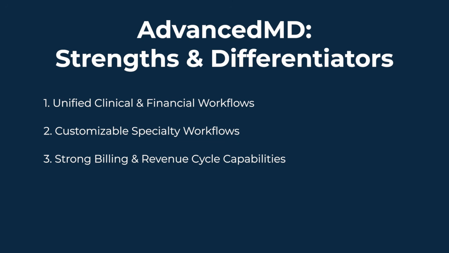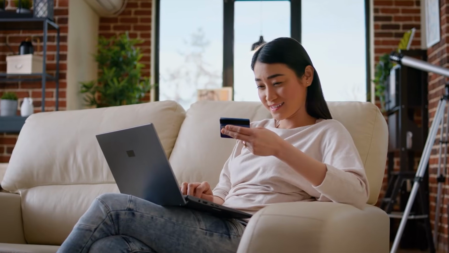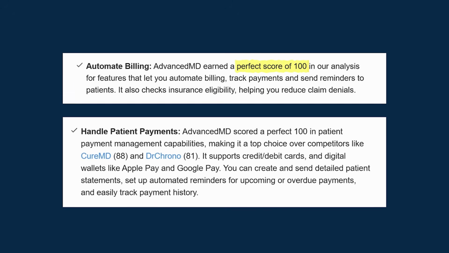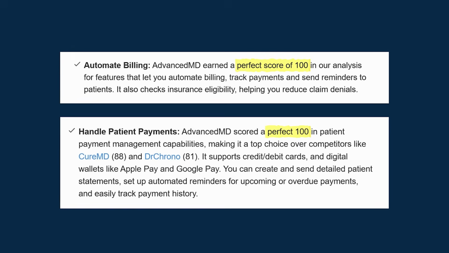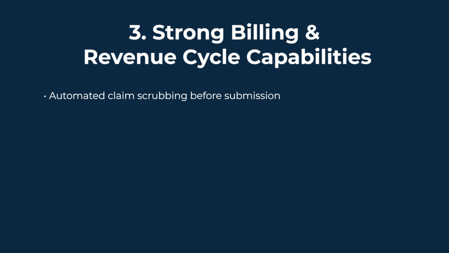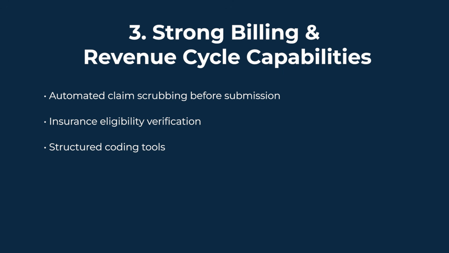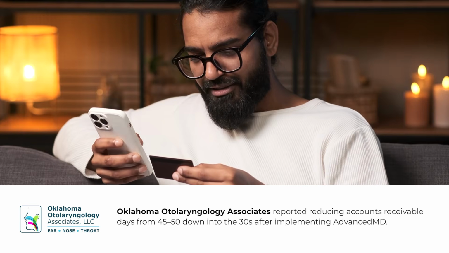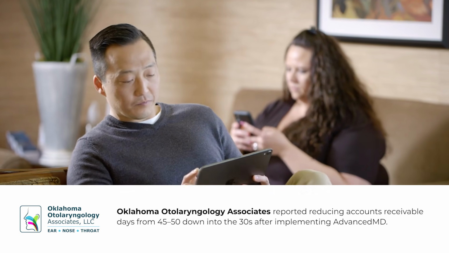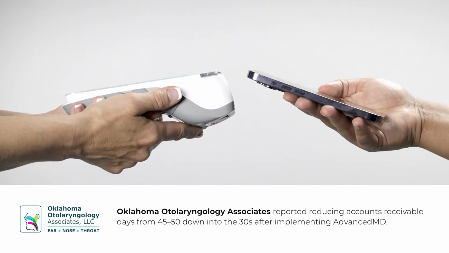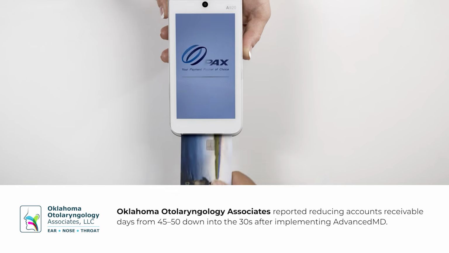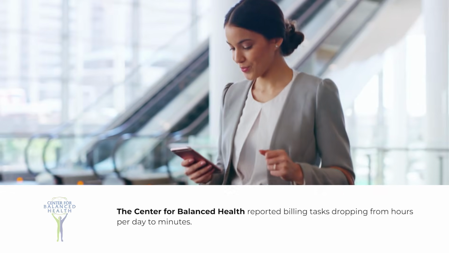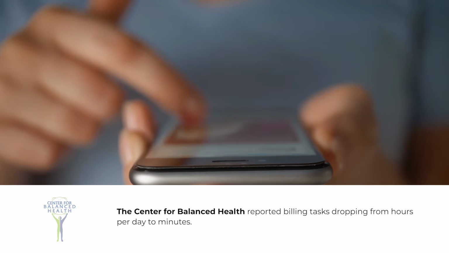Number 3, strong billing and revenue cycle capabilities. In our SelectHub research, AdvancedMD scored in the top tier for billing automation and patient payment management. Capabilities include automated claim scrubbing before submission, insurance eligibility verification, structured coding tools, AR control center visibility, integrated credit card and digital wallet payments, automated payment reminders, and more. In case materials, Oklahoma Otolaryngology Associates reported reducing accounts receivable days from 45 to 50 down into the 30s after implementing AdvancedMD. The Center for Balanced Health reported billing tasks dropping from hours per day to minutes.